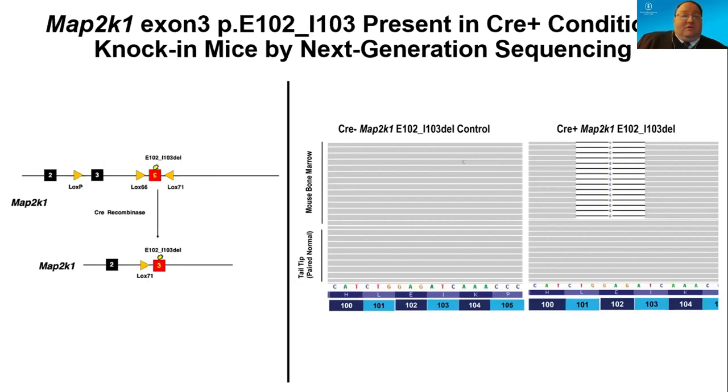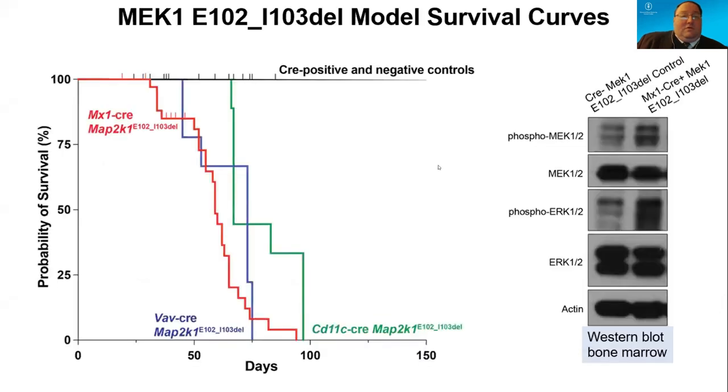So when looking at the death curves, basically the Kaplan-Meier curves of these mice, the CRE positive and negative controls did not develop any illness. They were fine. When compared to their littermate controls, we saw that the MX1 CRE MEK1 mutant mice had decreased survival. By 5 to 6 weeks of age, they were already developing a lethal myelomonocytic disorder, overexpressing MAP2K1 in the bone marrow.